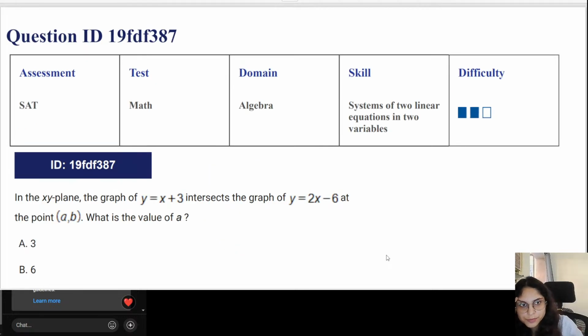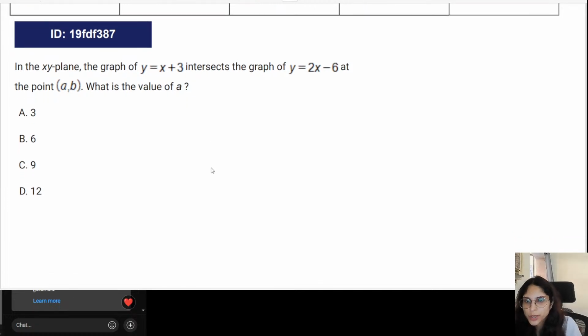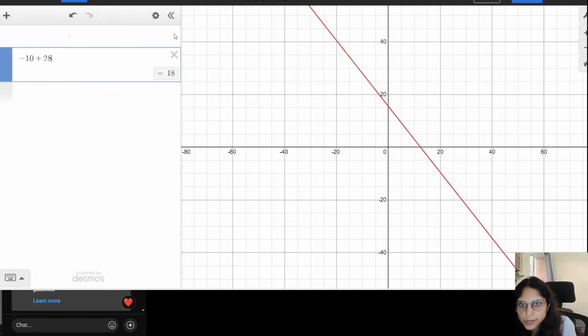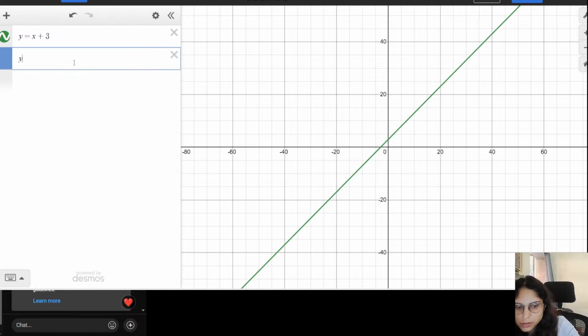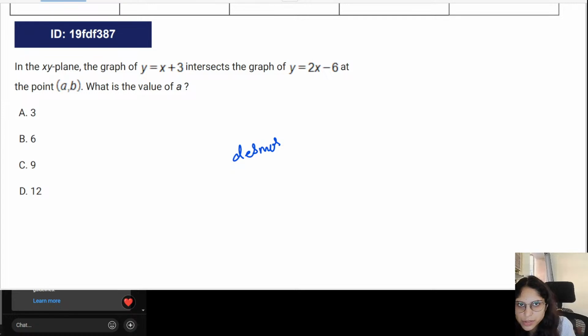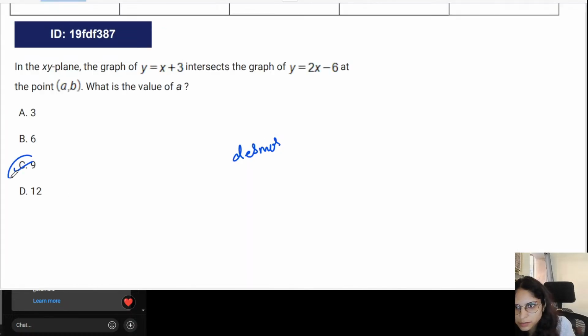Next is question number 24. y is equal to x plus 3 intersects the graph of y is equal to 2x minus 6 at the point A, comma B. What is the value of A? In this, yes, you can use Desmos. Because here you directly have to find the value of x and you have to solve by just adding or subtracting the equations. It's not going to work. x plus 3, 2x minus 6, 9. So the value of A is 9.